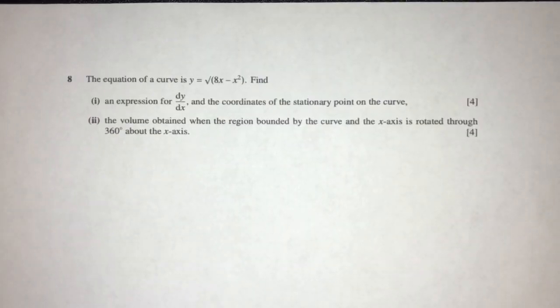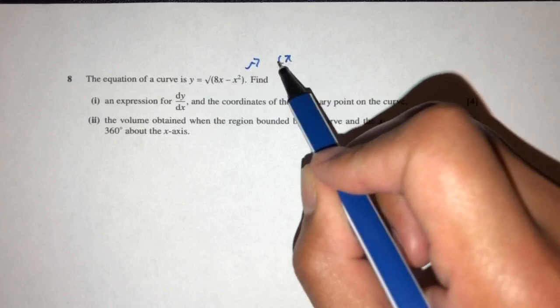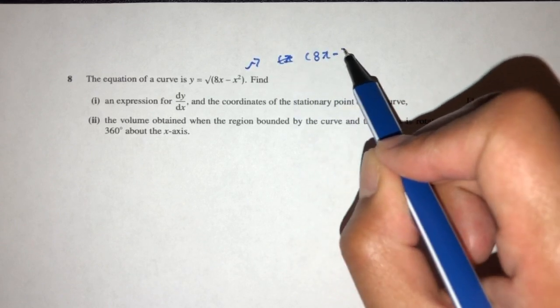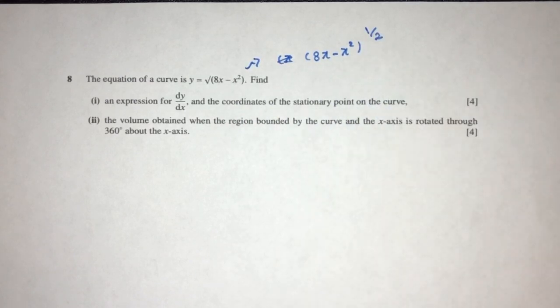Let's move on to the next question. The equation of a curve is y. Okay, so first things first, I can rewrite this equation. That will be 8x minus x squared, square root is power of half. So this is my y. Now let's see what else.